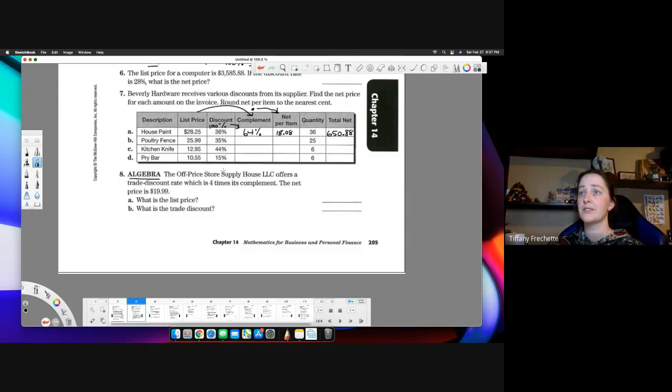So the Off-Price Store Supply House, LLC, offers a trade discount rate which is 4 times its complement. The net price is $19.99. What is the list price? What is the trade discount? So first, the first thing we need to know is we need to find the complement.